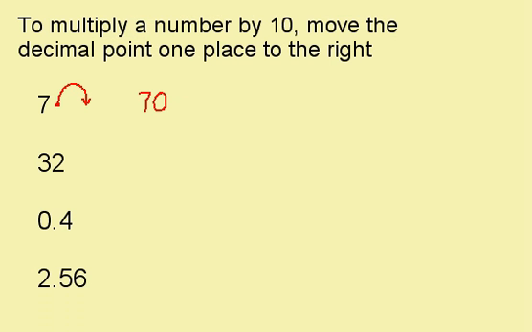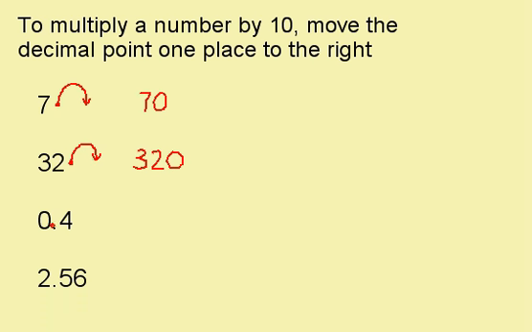When we're multiplying by 10, we always move the decimal point to the right because we want the number to get bigger. For this question, the decimal point is here. If I move it one place to the right, I then have nothing under here, so it's going to be a 0 again. The point's at the end, so I don't include it.